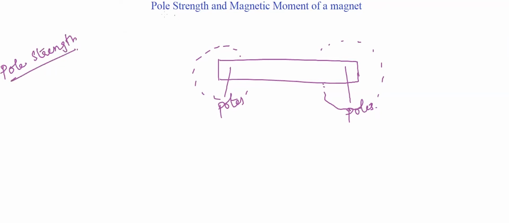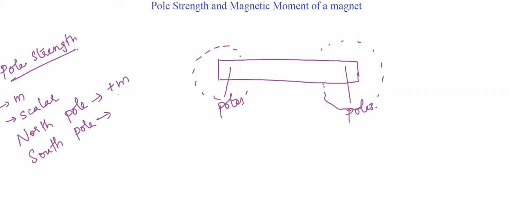The pole strength is denoted by the letter small m, and it is a scalar quantity. For the North Pole it is given as plus m, and for the South Pole the pole strength is given as minus m. So this is North and this is South Pole, meaning the pole strength of the North Pole is plus m and that of the South Pole is minus m.